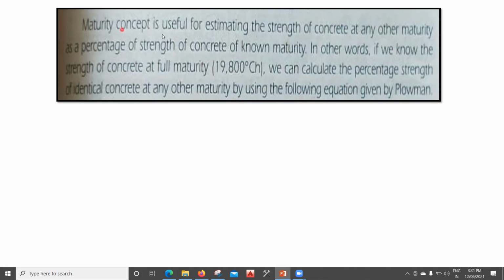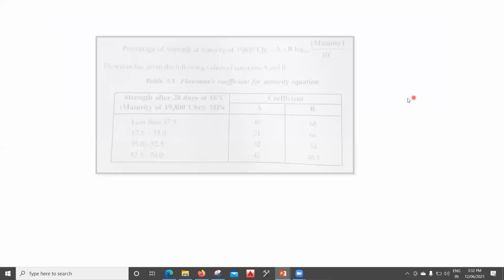So the maturity concept is used for estimating the strength of concrete at any other maturity as a percentage of the strength of concrete of known maturity. In other words, if you know the strength of concrete at full maturity, which is obtained at this particular value of 19,800 degree centigrade hour, we can calculate the percentage strength of identical concrete at any other maturity by using the following equation given by Plowman.